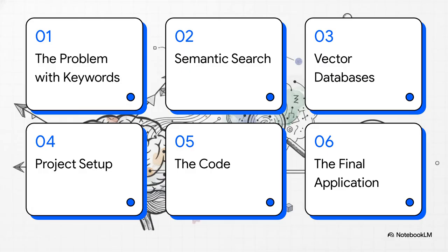So here's the game plan. First, we're going to break down why traditional keyword search just doesn't cut it anymore. Then we'll get into the really cool stuff, what semantic search is and how vector databases power it all. After that, we'll roll up our sleeves, get the project set up, walk through the essential code, and finally see our brand new intelligent recommender in action.